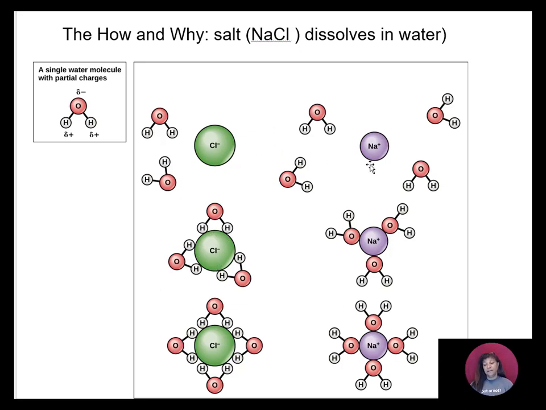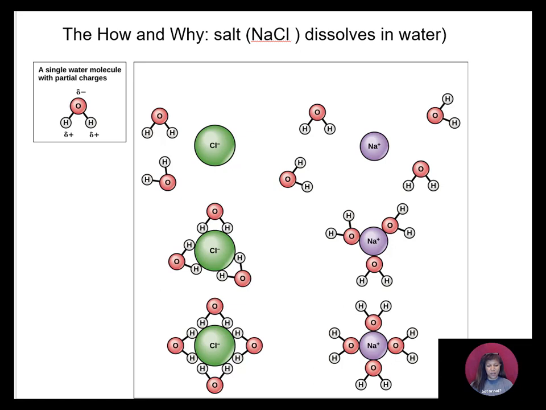At the same time, the sodium, which has a more positive charge, because remember it wanted to get rid of its electron, now has a more positive charge, and it begins to be surrounded by the oxygen side of the water molecule, which has a more negative charge because of the polarity of water. And so as the water begins to surround these atoms of sodium and chloride, it's pulling them apart. And that's how salt is dissolved in water.